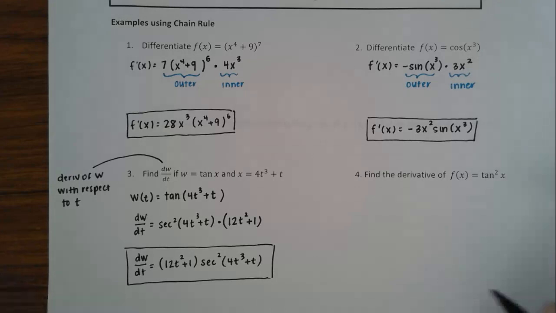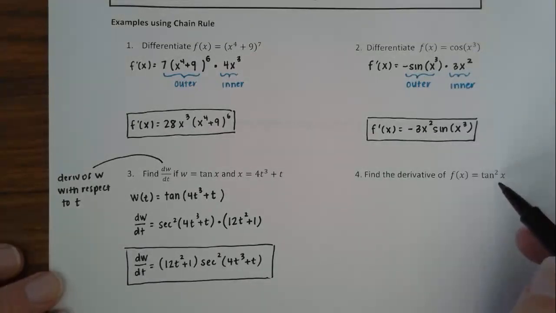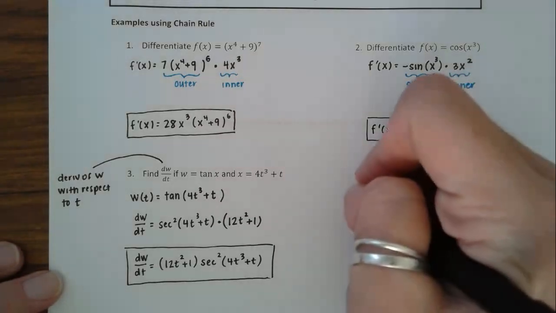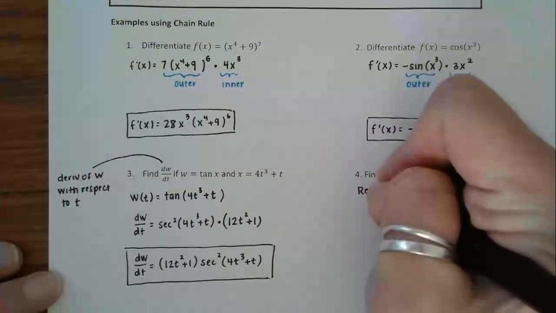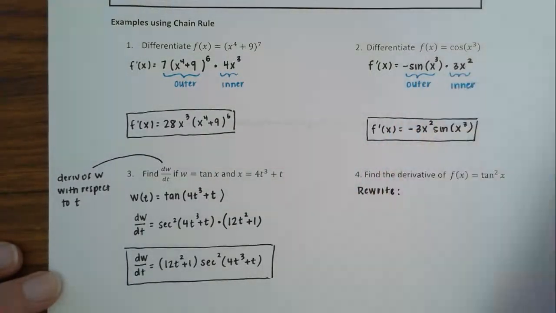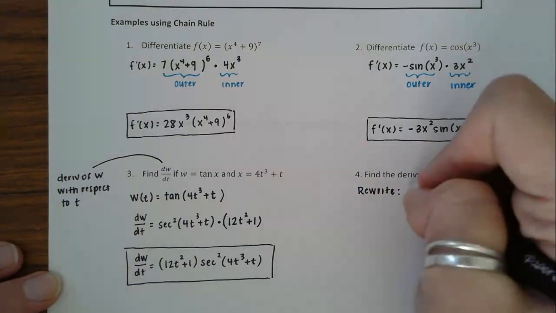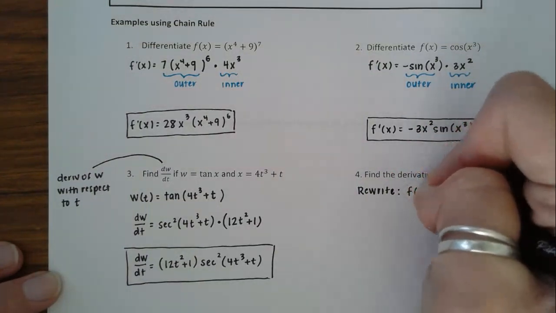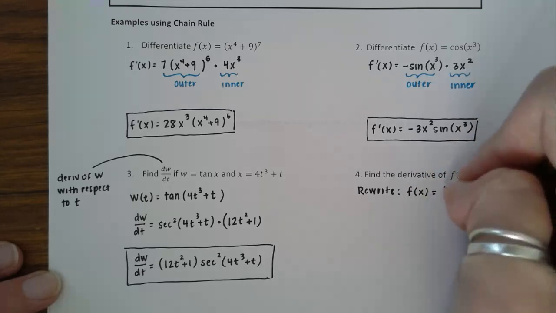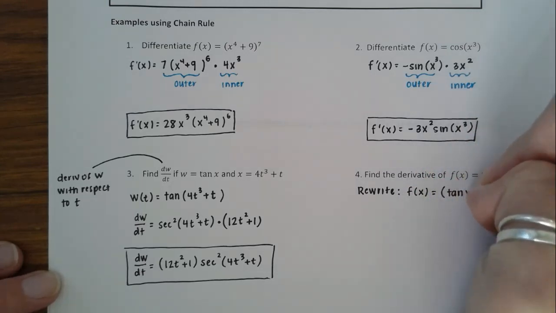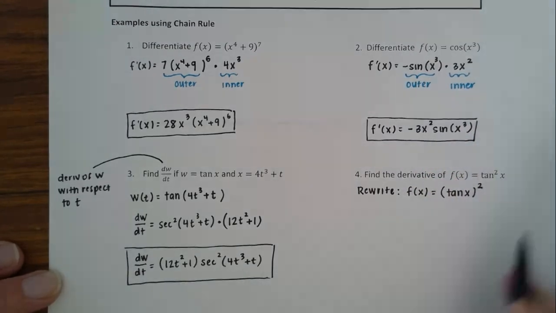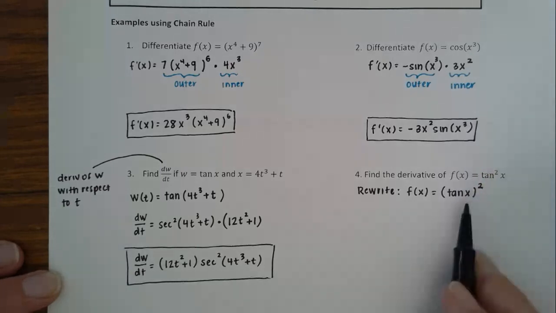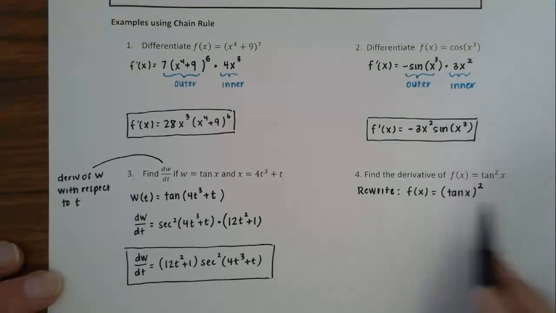All right, so let's look at example 4. We want to find the derivative of f of x is equal to tan squared of x. What I like to do with trig functions with exponents on them is rewrite them a little bit differently, just so that I'm recognizing exactly what the outside function is. So just know that tan squared of x is the same thing as the quantity of tan x, squared.